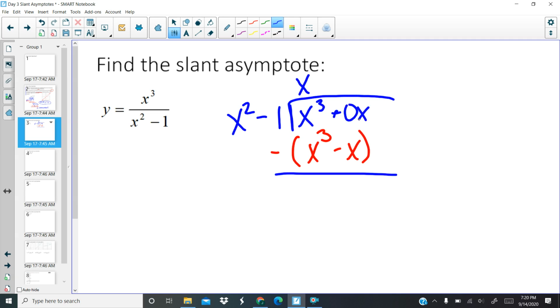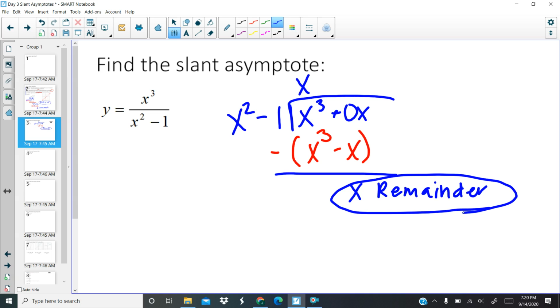Then it would be like 0x minus negative x, which is just going to be a positive x. And so then you're looking at how many times does x squared go into x, and it doesn't. So the remainder in this case is going to just be an x, which is kind of a weird remainder to have, but that's how it works out in this problem. And so then all we have on top is just an x. So the slant asymptote for x cubed over x squared minus 1 is just going to be y equals x.